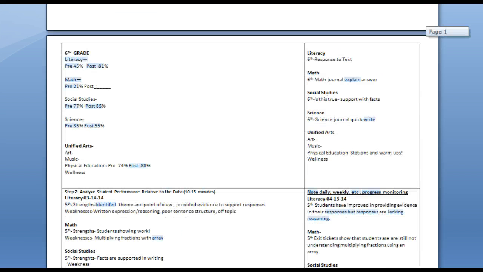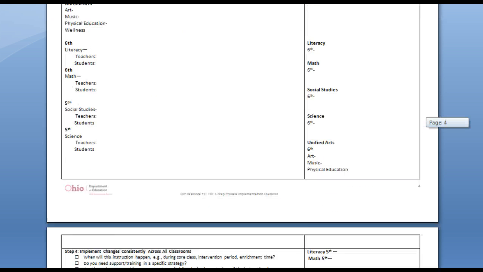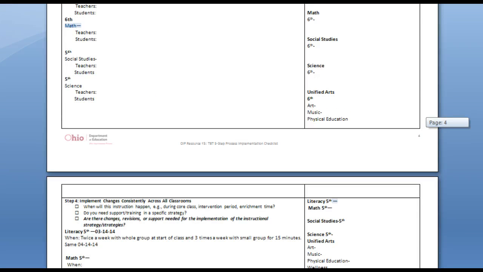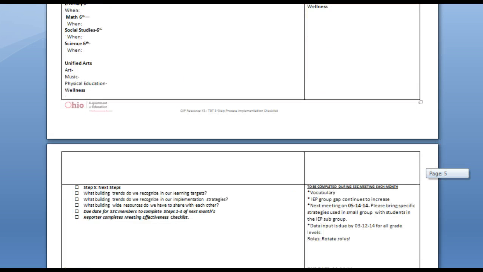They reported that students are improving and providing evidence. They reported that they're going to continue modeling for step 3. Step 4, implement changes consistently across all grades. It looks like they have decided that they're going to just continue with what they had and what they were doing. And then step 5.